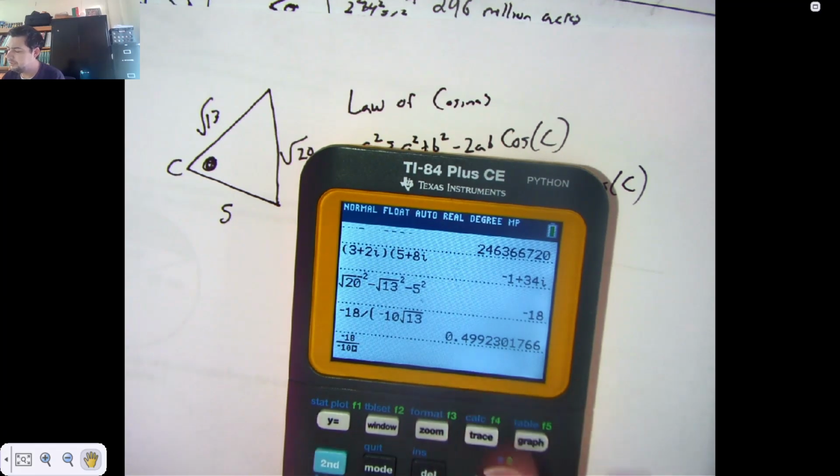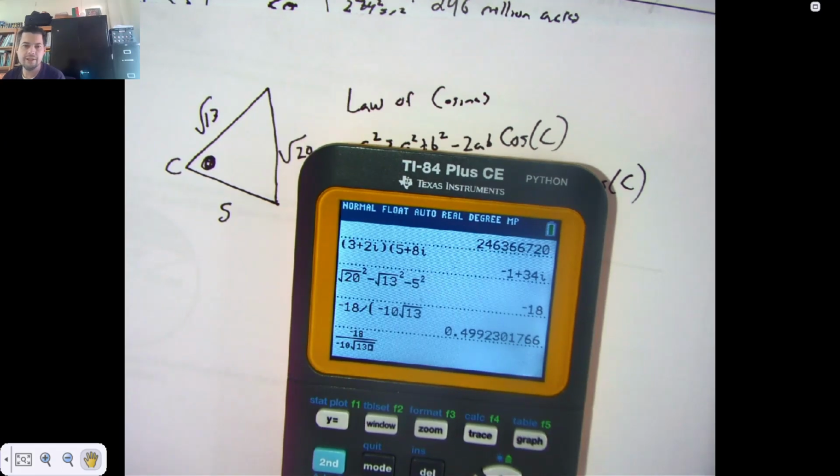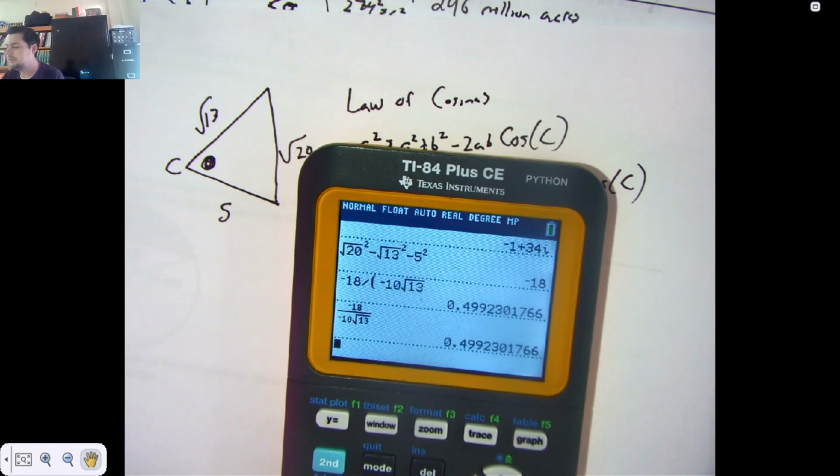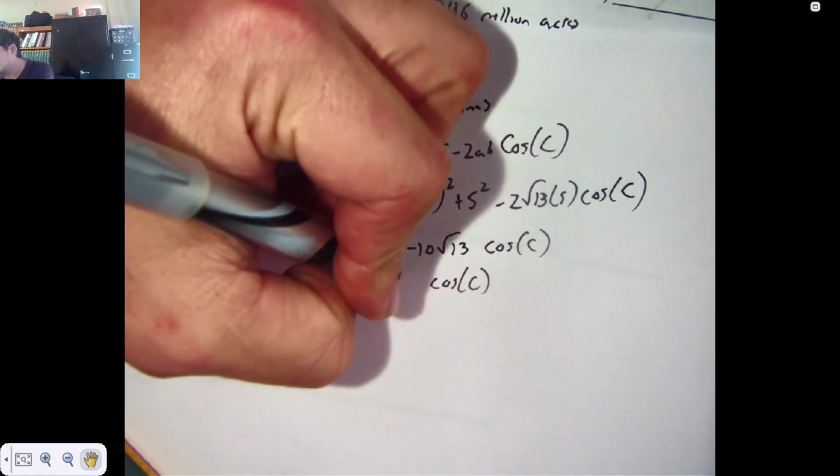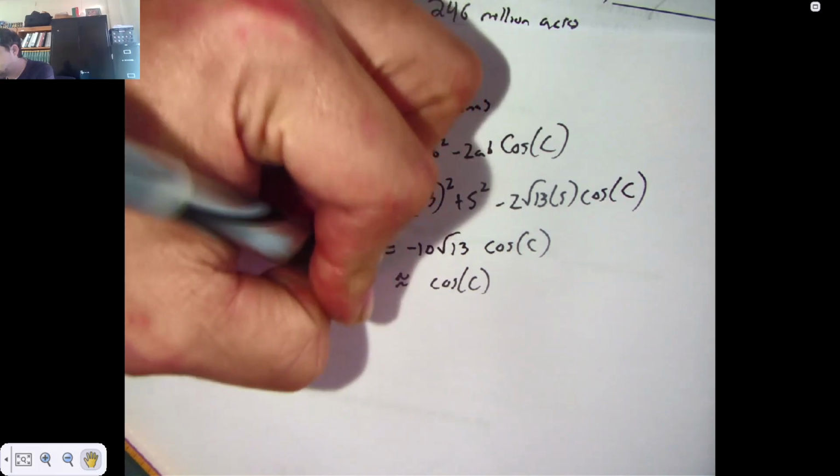Ideally, you actually don't even put the negative symbols in there. You just realize that negative over negative is a positive. Anyways, there you go, 0.4992. So, turns out that the cosine of C is roughly 0.4992.